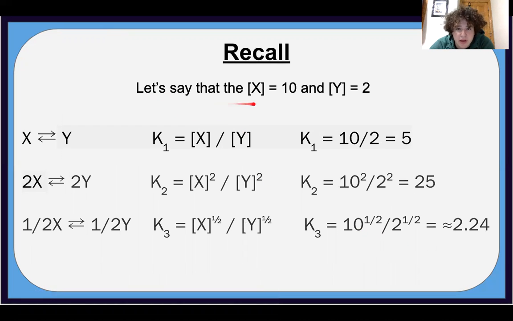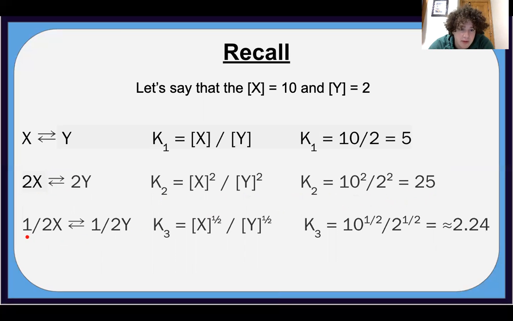Continuing off of this, let's say that the concentration of x equals 10 and the concentration of y equals 2. So here we have the first equation again. The K would be the concentration of x divided by the concentration of y. So the K for the first equation would be 10 divided by 2, which equals 5. Next, we have the second equation, 2x goes to 2y. So the K would be the concentration of x squared divided by the concentration of y squared. The K for that would be 10 squared divided by 2 squared, which equals 25. So the K value for the second equation is 25.